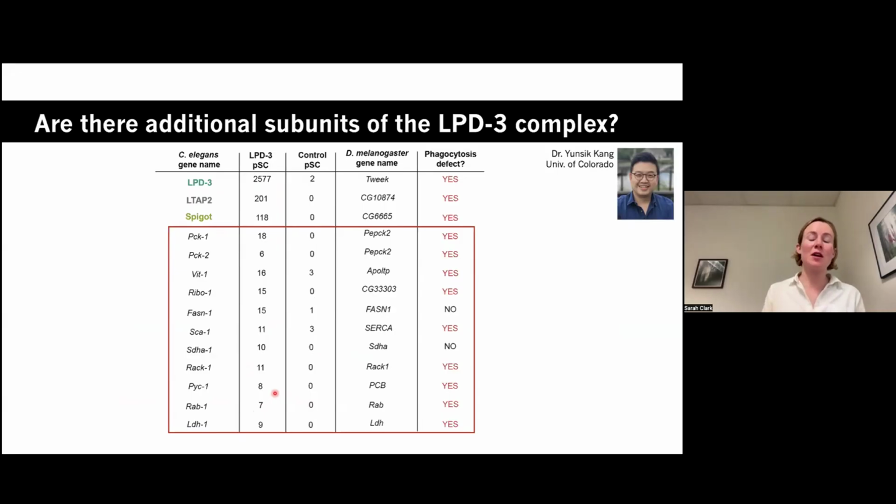So to investigate this possibility, UNSIC did the same astrocyte phagocytosis assays in fly larvae and showed that, yes, when you knock down these proteins, there is a phagocytosis defect in most cases, indicating that most of these proteins could potentially be involved in LPD-3 mediated lipid transport, which is kind of interesting. So this is another thing that we're interested in investigating: what is the role of these proteins, if anything, in LPD-3 function.